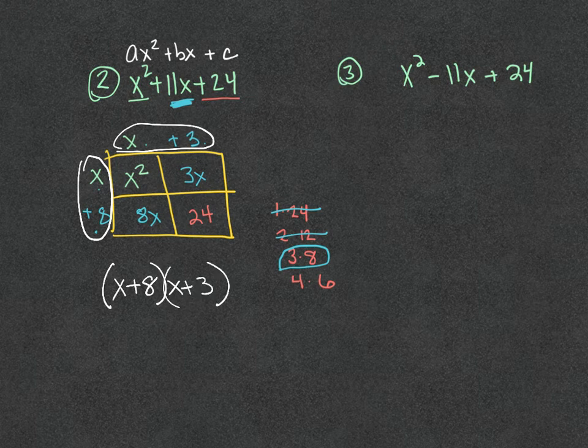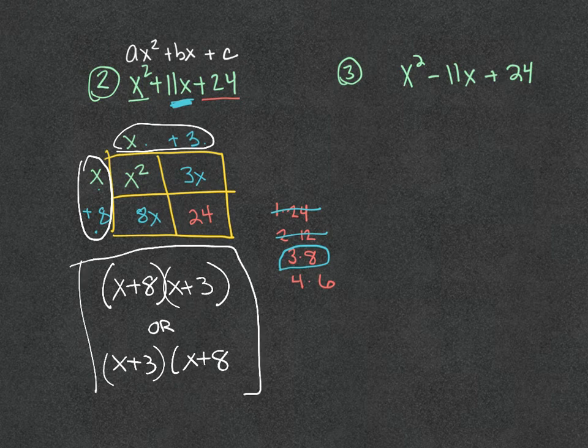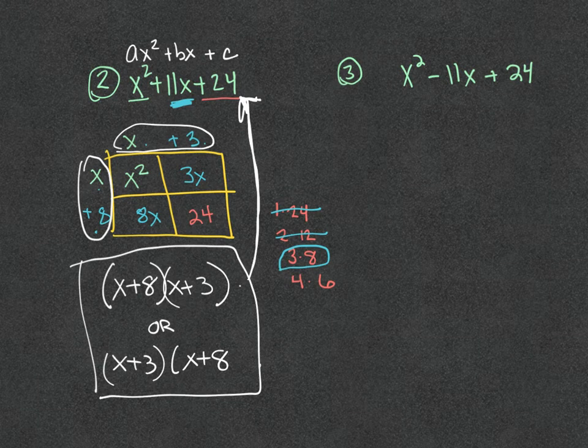Okay, remember that if you wrote this as x plus 3 times x plus 8, that is the exact same thing. You don't need to write both of those. We just have to recognize that they are the same, and that now these sets of factors here, if multiplied back together, will give us this original quadratic trinomial. Okay, all right, so let's look at another problem.